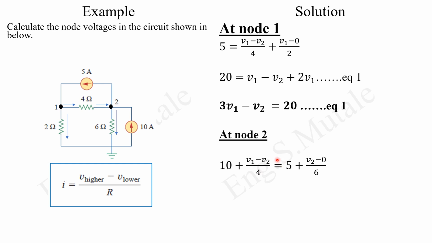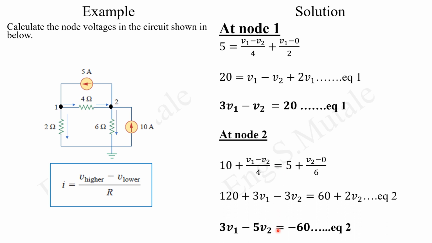And then that is equal to the currents leaving. Those leaving, you've got this one and that one. So the 5 is leaving, and the representation of the current passing through that resistor is V2, the voltage at node 2, minus 0, because this is the ground, divided by 6. You're going to have that. Simplifying that equation, we are going to have this as our equation number 2.